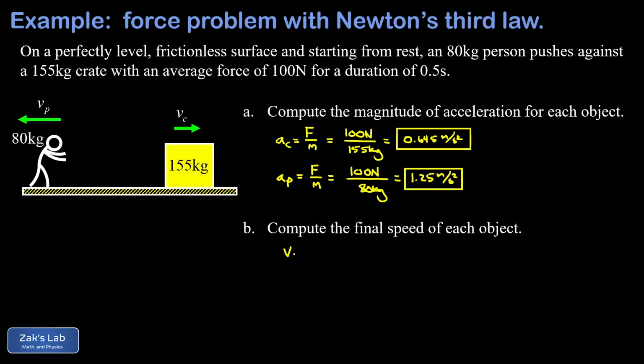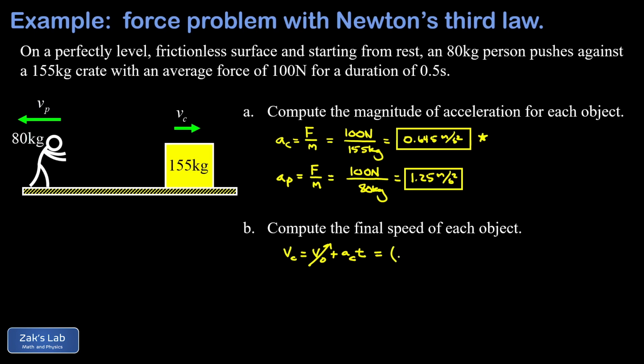So the final velocity for the crate is going to be v naught plus at. So v naught plus the acceleration of the crate times how long it was accelerating for. And again, we're just treating this as a constant force with a duration of half a second. So this acceleration of 0.645 meters per second squared just continues at a constant rate for half a second. Now the crate started from rest, so v naught is going to be 0.